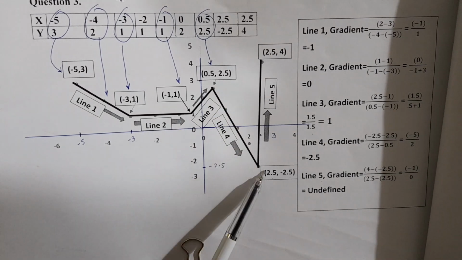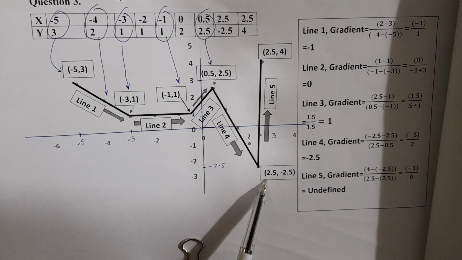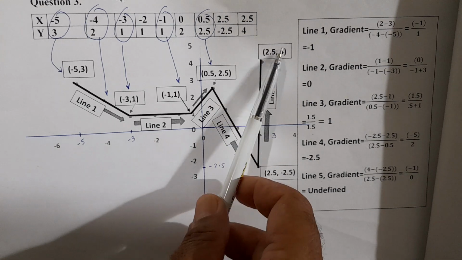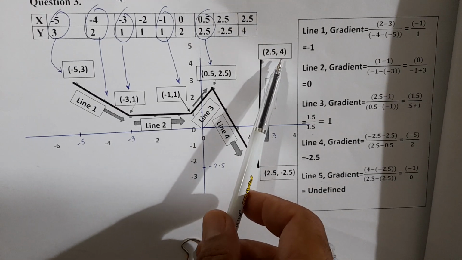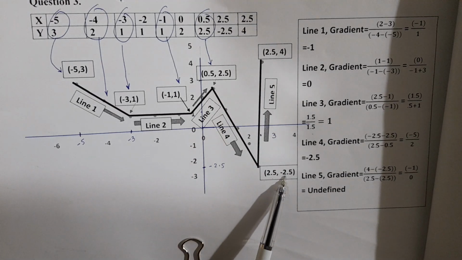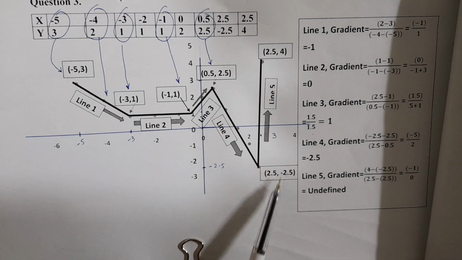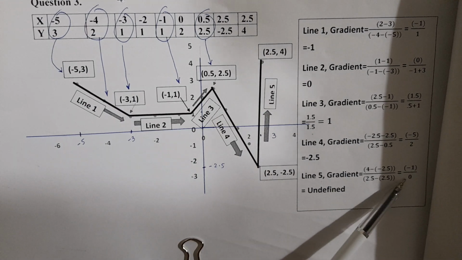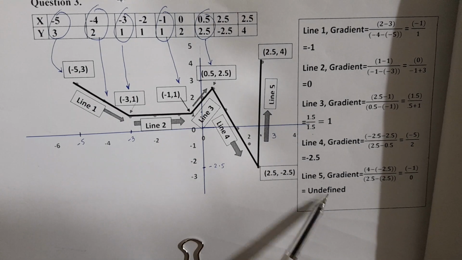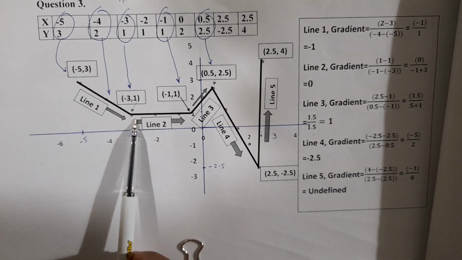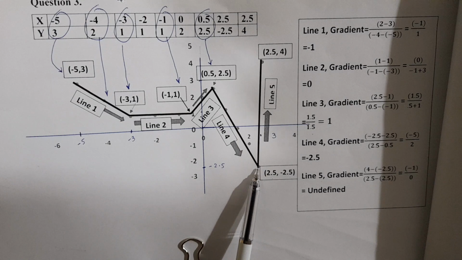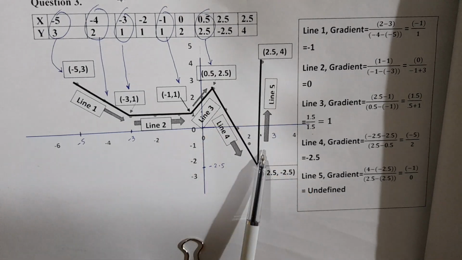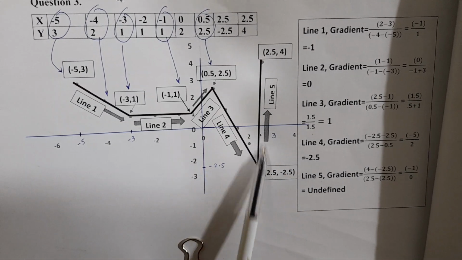Then line number 5, initial position 2.5 and minus 2.5, final position 2.5 and 4. So we'll be subtracting 4 minus 2.5 divided by 2.5 minus 2.5. 2.5 minus 2.5 is 0. So this is undefined. So line number 1, negative slope. Line number 2, no slope. Line number 3, positive slope. Line number 4, negative slope. And line number 5, this is not defined.